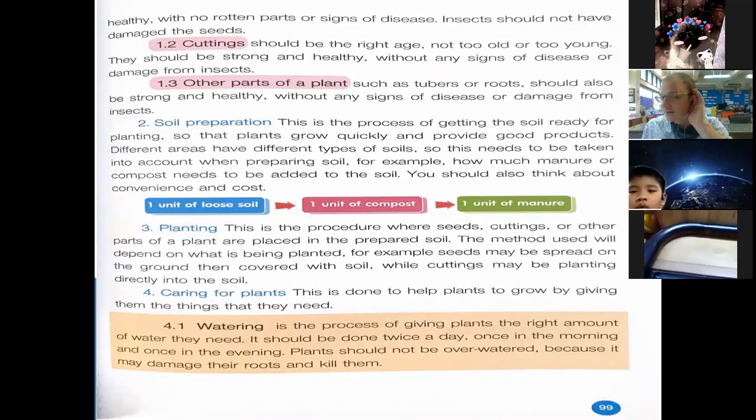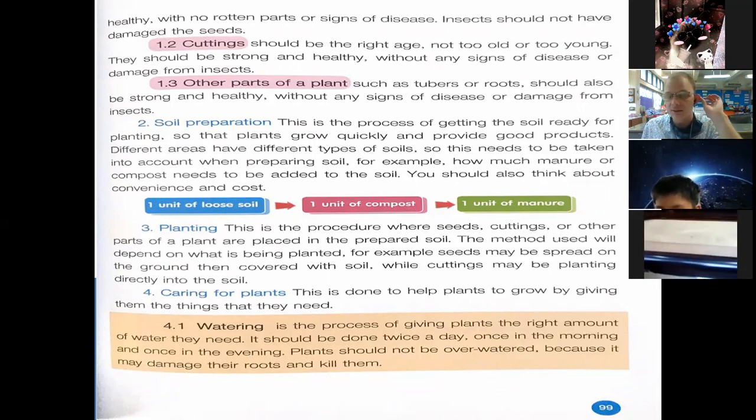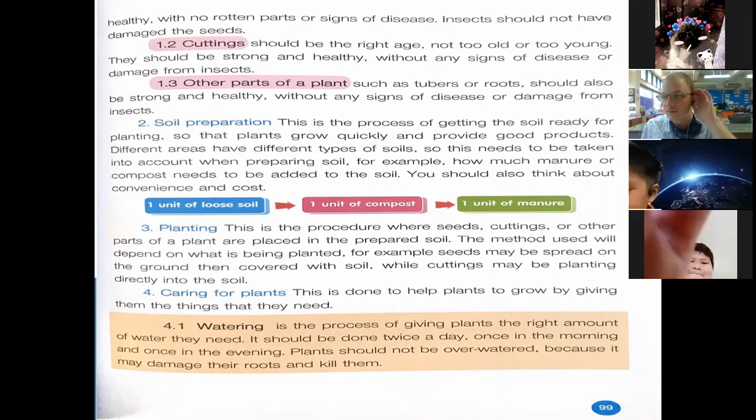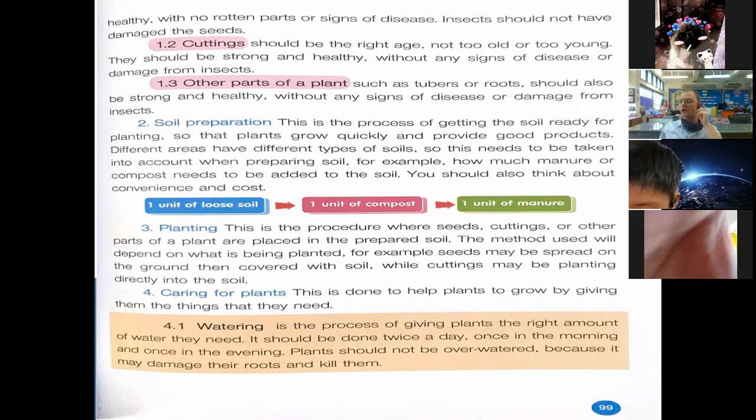Excuse me. Can you say the question again, please? Can you repeat the question again, please? Okay. Listen carefully. What do we need when we want to plant in soil? What do we need? Give me 3 things.